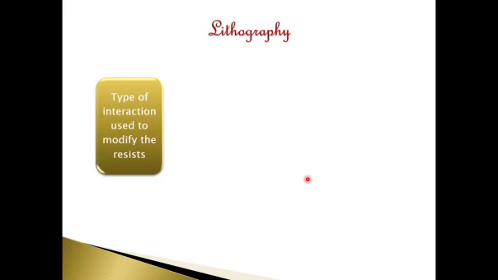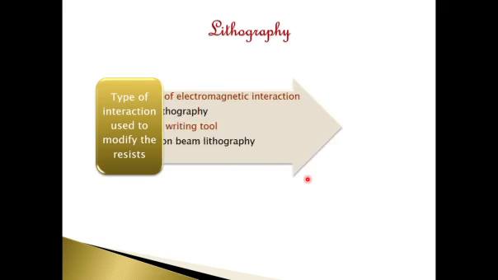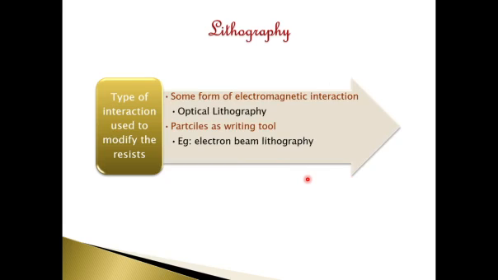So the type of interaction used to modify the resist can classify the lithography. So as we have mentioned earlier in a previous section, you can modify the resist using the incidence of electromagnetic radiation. Then such a lithography is called optical lithography. Or you can modify the pattern using particles like electron beams, ion beams, and hence the name particle lithography. So that is based on what is used to modify the resist.